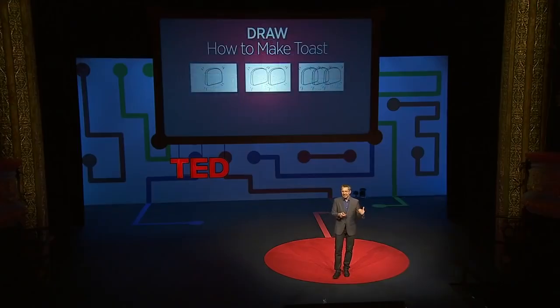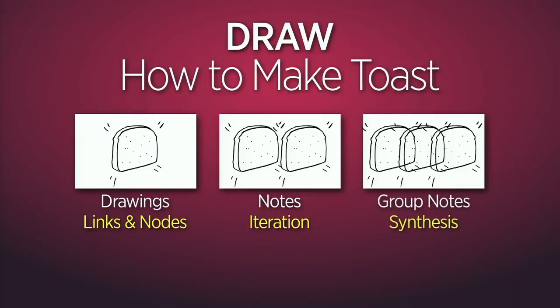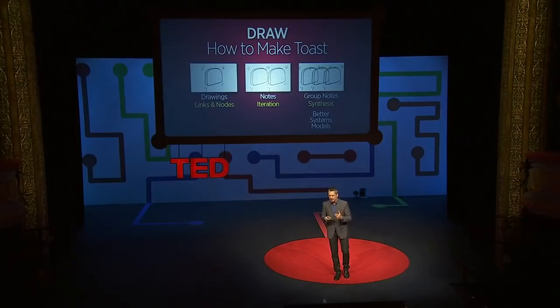So here are some key lessons that can emerge from this. First, drawing helps us understand situations as systems with nodes and their relationships. Movable cards produce better systems models because we iterate much more fluidly. And then the group notes produce the most comprehensive models because we synthesize several points of view. So that's interesting. When people work together under the right circumstances, group models are much better than individual models. And so this approach works really great for drawing how to make toast.